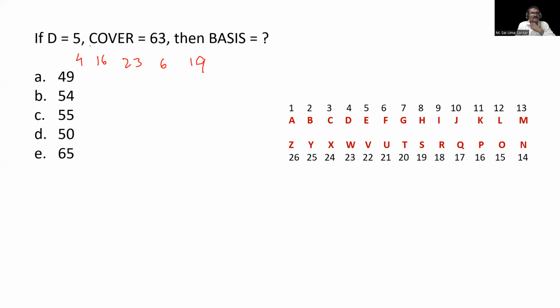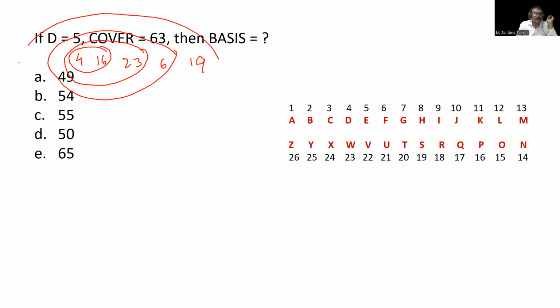Okay, this is C plus 1. 3 plus 1, 4. 15 plus 1, 16. 22 plus 1, 23. 5 plus 1, 6. 18 plus 1, 19. So what is the sum? This is equal to 20, 43, 49, 49 plus 19, 58, 68. But here 68 is not there.